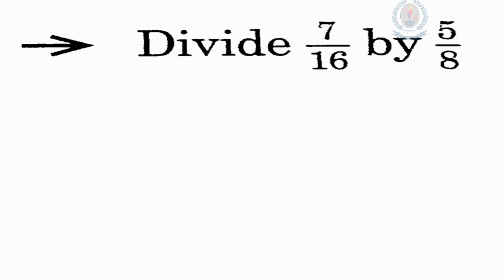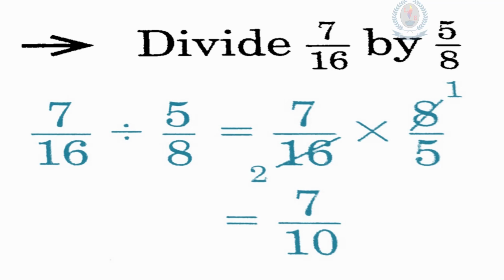Let's look into an example. Divide 7 by 16 by 5 by 8. Now, when you get this type of question, divide by means that the two fractions are being divided. 7 by 16 divided by 5 by 8. When both fractions are dividing, you can't get the answer. You have to turn it into multiplying form. To turn it to multiplying, you have to turn the second fraction upside down, which means the denominator goes as numerator, and the numerator comes as denominator.